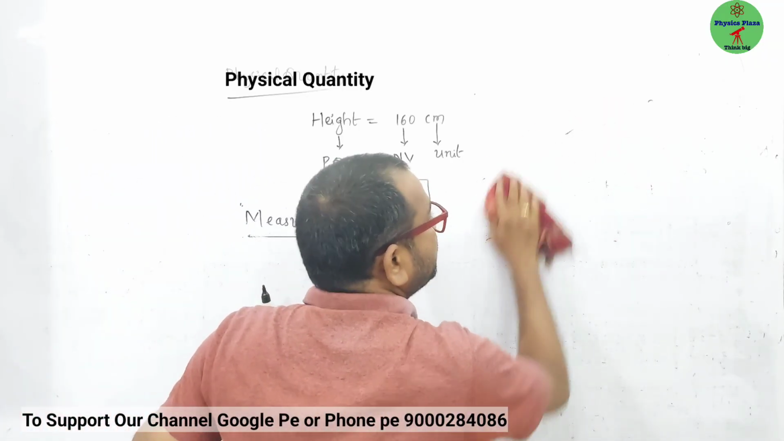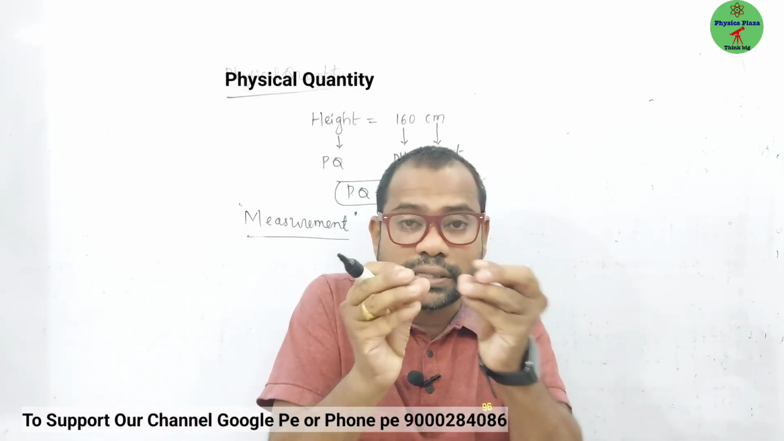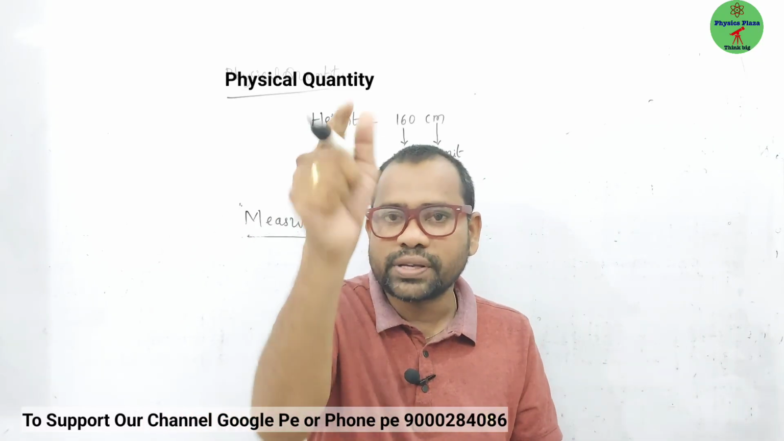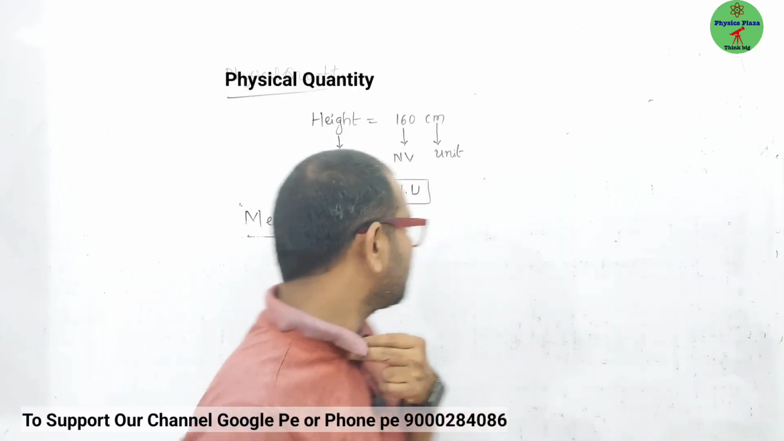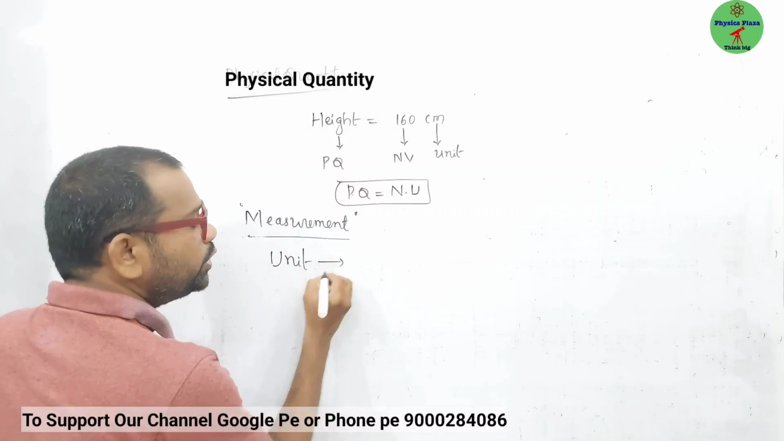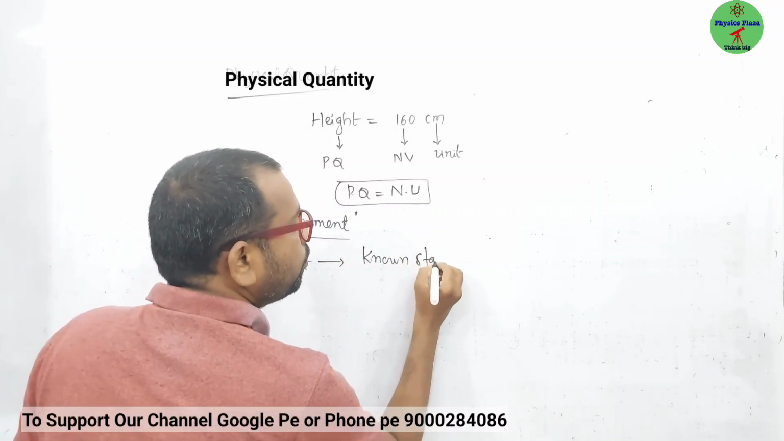So hope this measurement is clear. Children, we are not discussing in depth, I repeat, we are still discussing a few concepts which you had learned in class 6 so that you do your best in class 7th. Okay, fine. So next, unit, children. So what is this unit? Yes, unit is nothing but the known standard quantity.